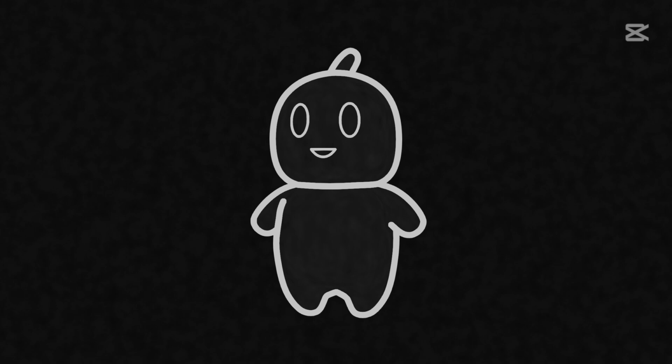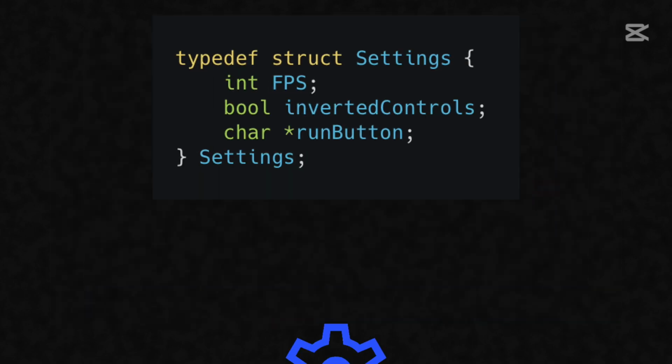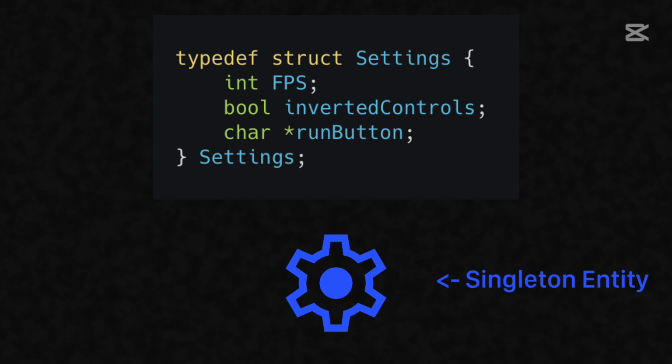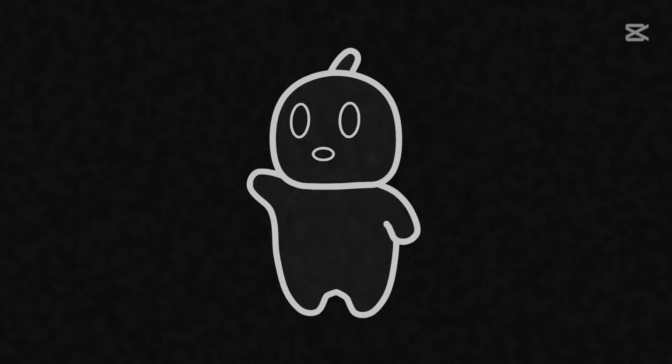Let's make a struct for it. My settings menu has these three options inside of it. We can make it a singleton because we only want this data to exist in one place in our game. We don't want to attach the settings component to our entities. That wouldn't make sense.